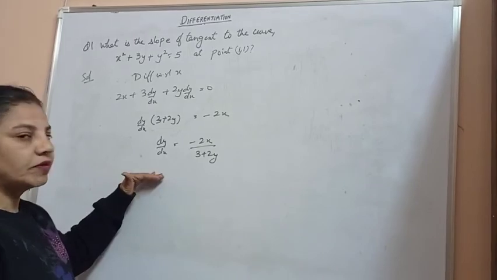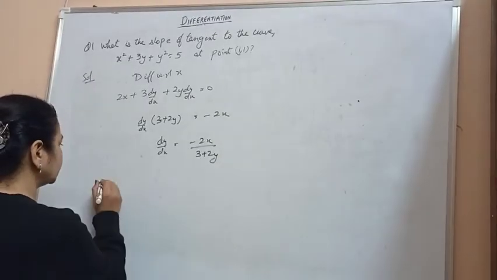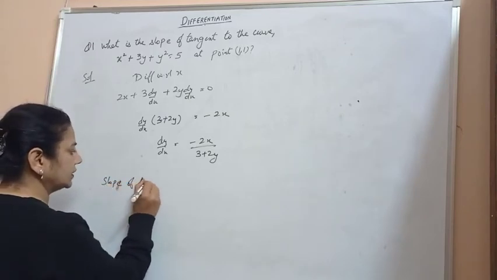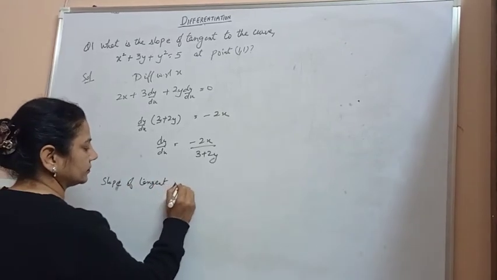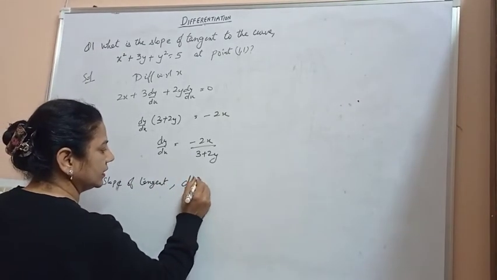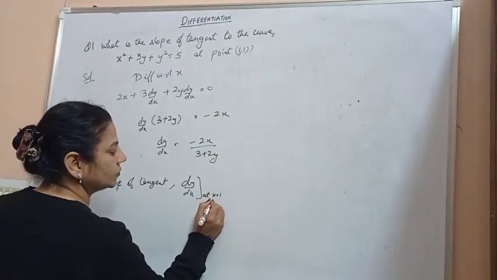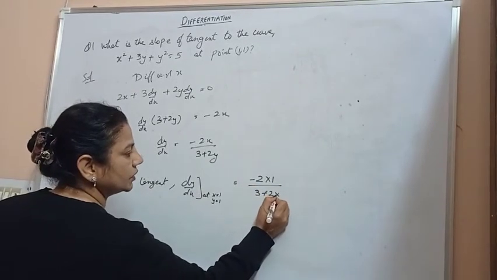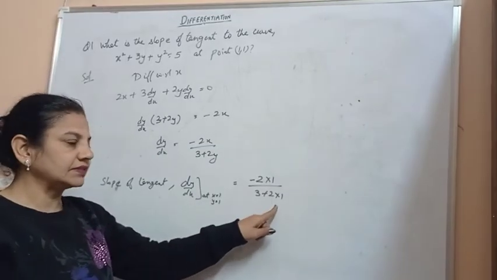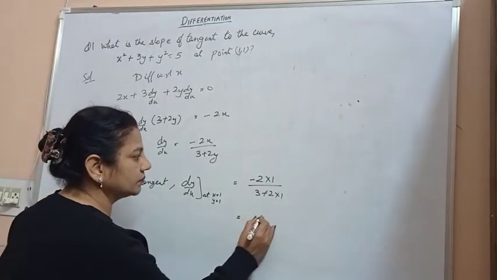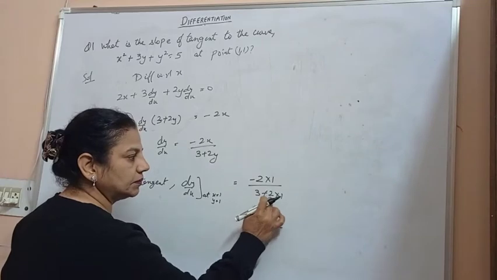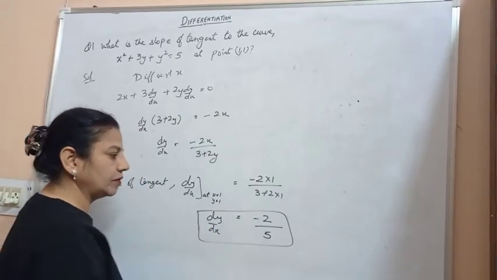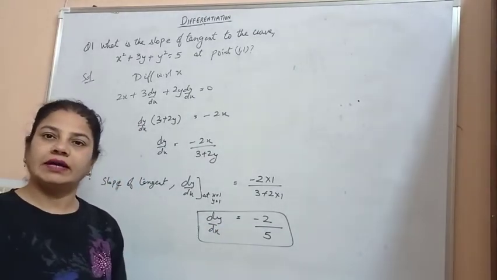But we have to calculate the slope of tangent at point (1, 1). So the slope of tangent, dy by dx at x equal to 1, y equal to 1, is minus 2 into 1 upon 3 plus 2 into 1. Wherever there is x, I put 1. Wherever there is y, I put 1. So what should I get? I get minus 2 upon 3 plus 2, that is 5. So the slope of tangent is given as minus 2 by 5 at (1, 1).